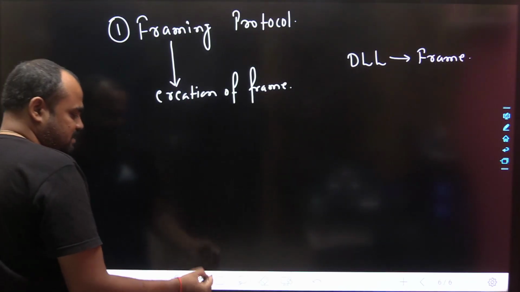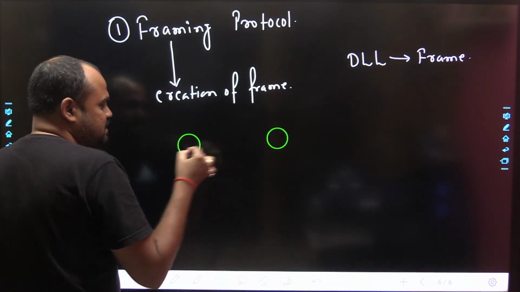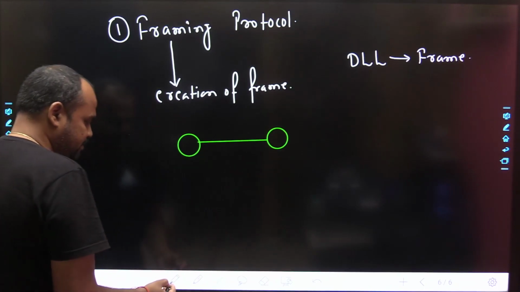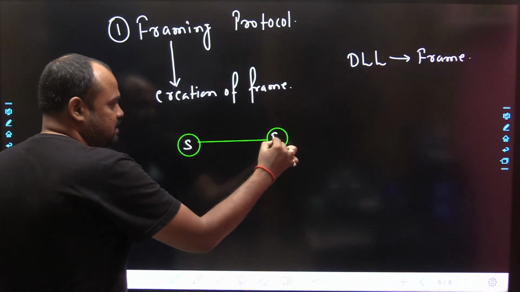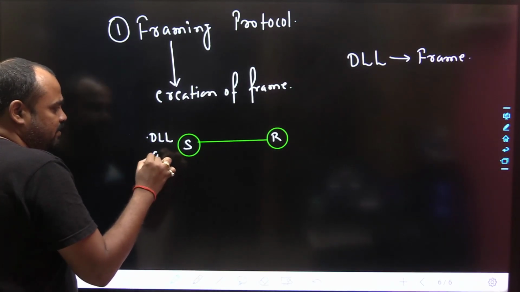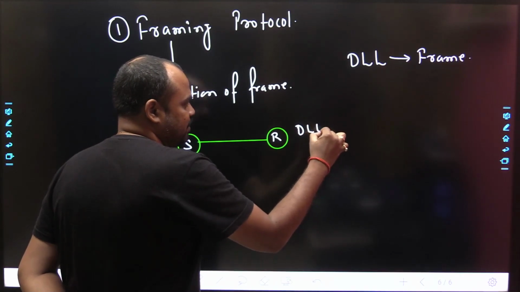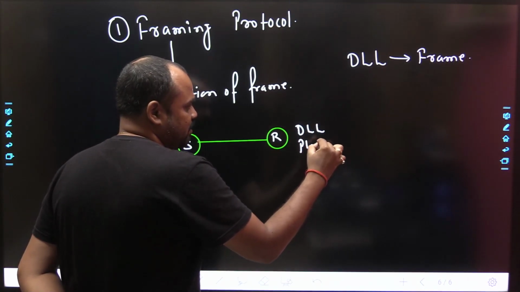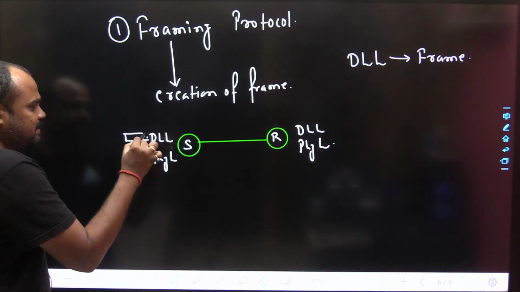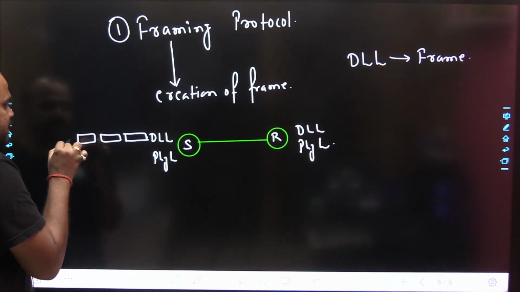Please try to understand. Suppose this is the source and this is the sender and this one is the receiver. So just think about a scenario. This is the sender and this one is the receiver. At the sender side there will be a data link layer and there will be a physical layer. Similarly at the receiving end there will be a data link layer and there will be a physical layer. So the frames are always created at the data link layer. Suppose these are the frames created at the data link layer, and so on.